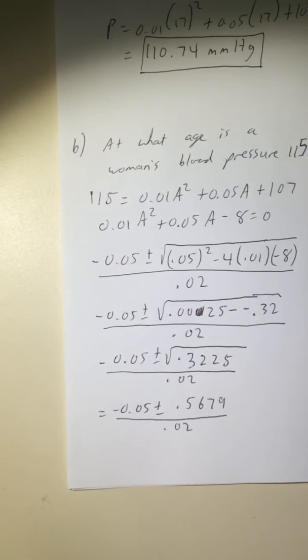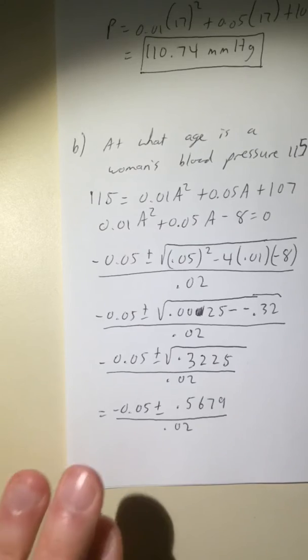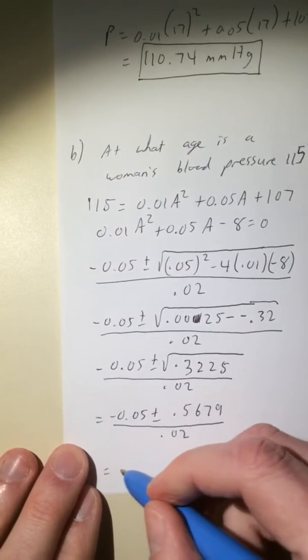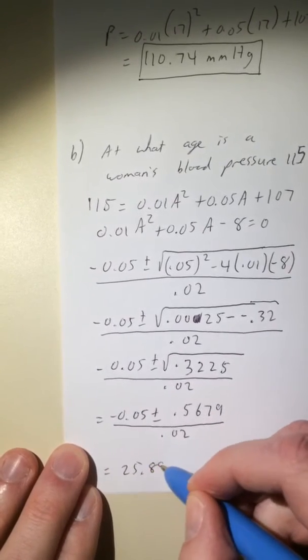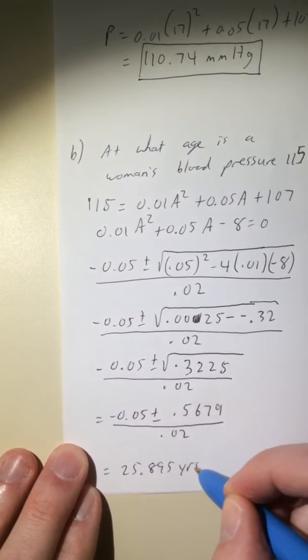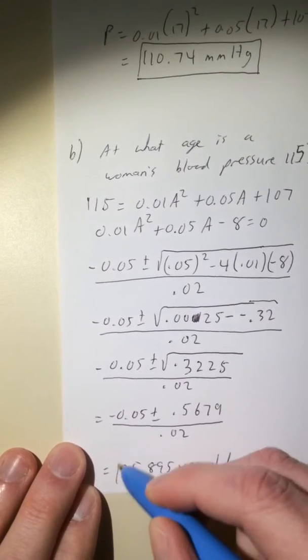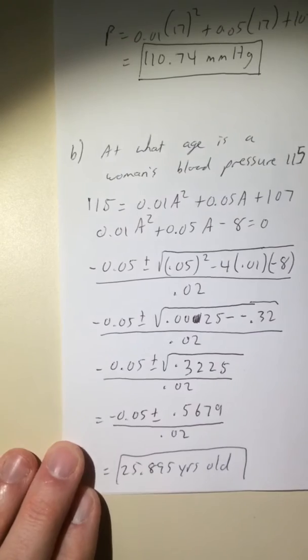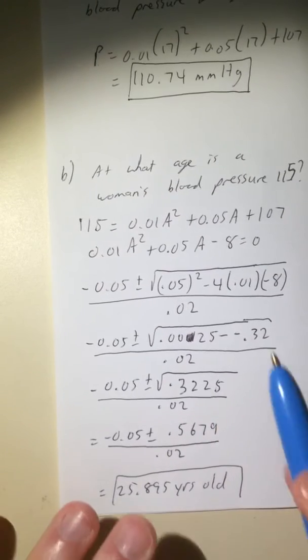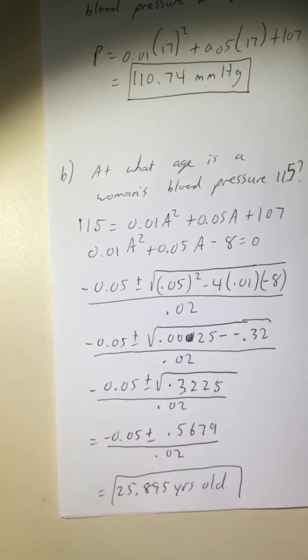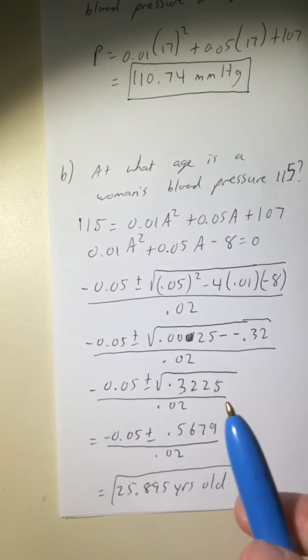0.5179 divided by 0.02 equals 25.895. Equals 25.895 years old. So, just an example of using the quadratic formula in this modeling situation right here. So, let's jump over and do a different question.